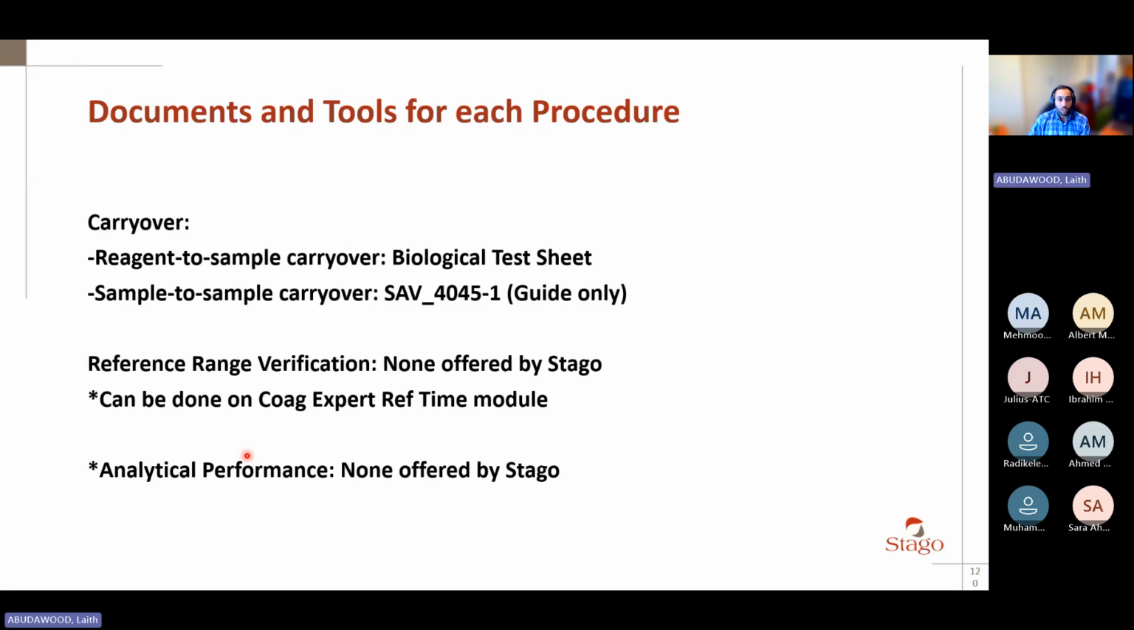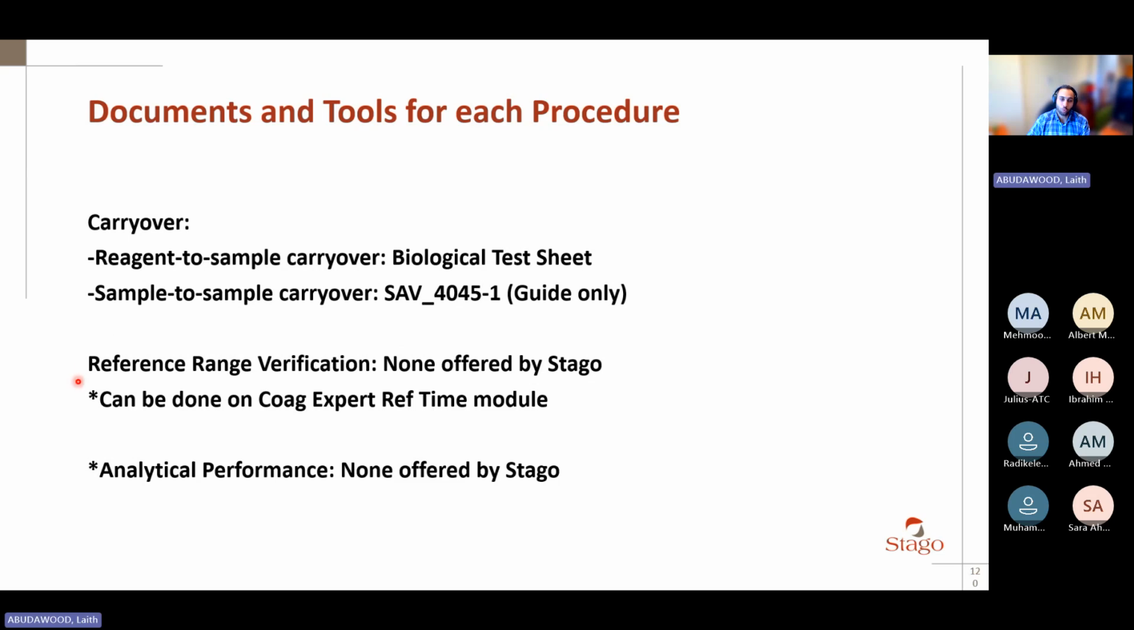For carryover, we have two things, as I told you yesterday. Reagent to sample carryover, the biological test sheet will do this for you. Sample to sample carryover, as I told you, remember, one reagent, two samples. This document, which is labeled and I have given it to you, tells you what to do. So we use one normal sample, one hyperionized sample, and we run this experiment.